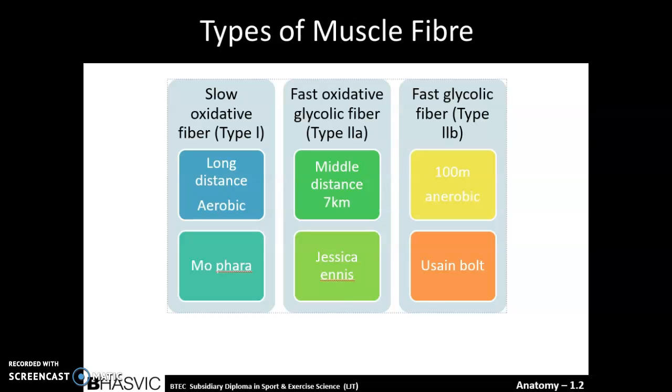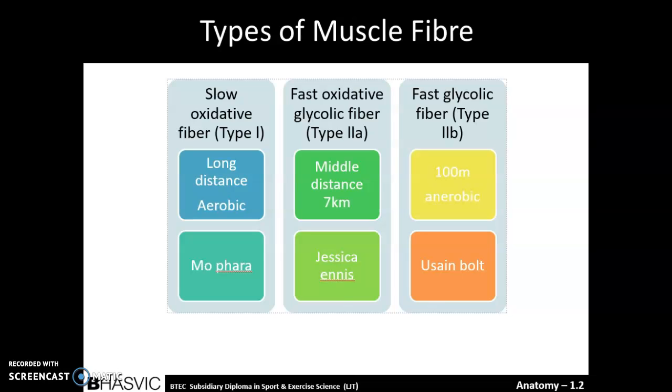A sporting example of this would be a heptathlon. A person in sports would be Jessica Ennis. She will be built up of a lot of fast oxidative glycolytic muscles, as she participates in a lot of aerobic and anaerobic sporting activities.